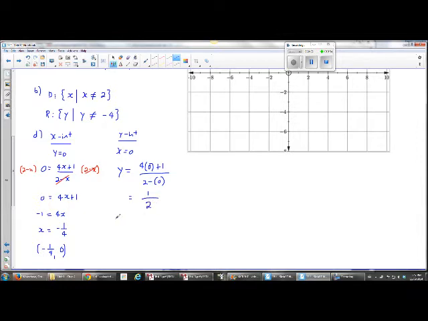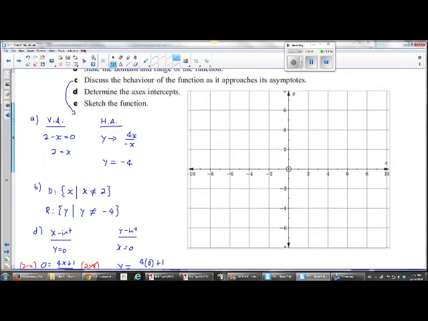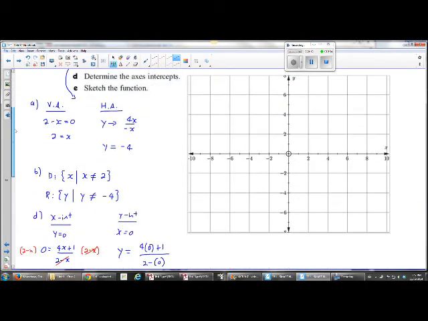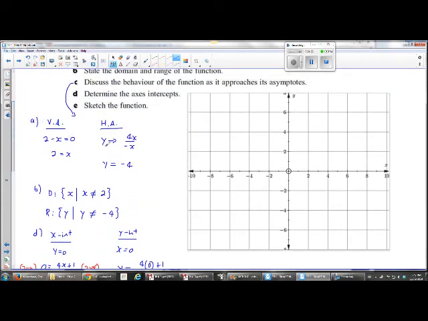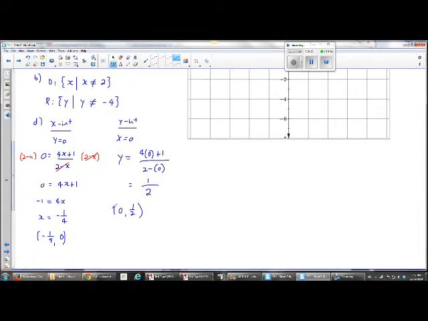So now, I just wanted to check the equation here. So now what we can do is we can place the vertical and horizontal asymptotes on the grid. We can plot the x and y-intercepts. We can sketch the graph, and then we can discuss the behavior of the function as it approaches the asymptotes.